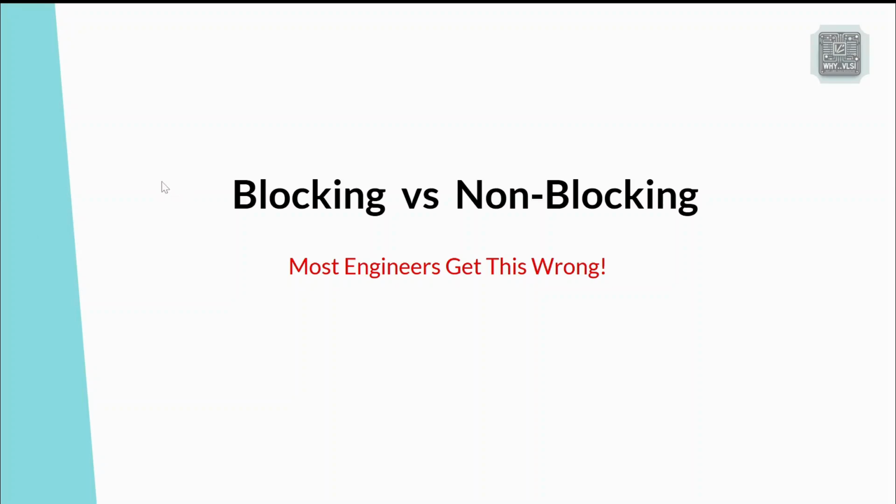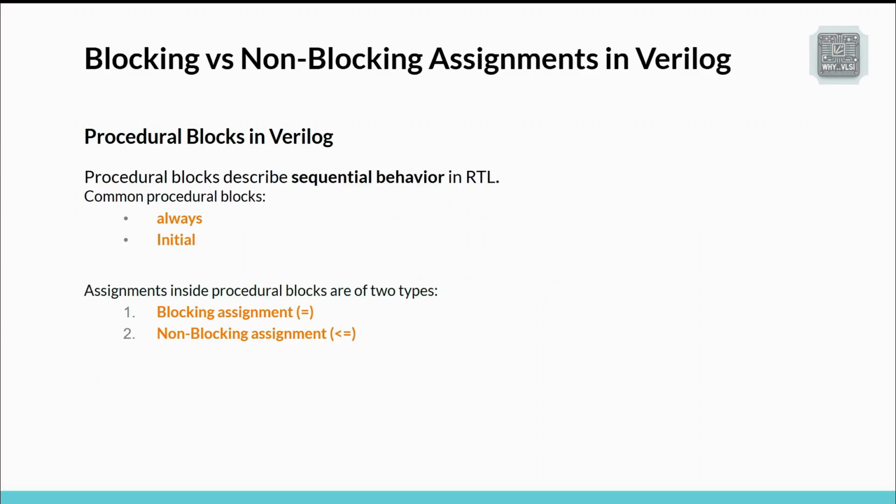Let's start today's video with blocking versus non-blocking. Before understanding blocking and non-blocking assignments, we need to understand where they are used. In Verilog, sequential behavior is described using procedural blocks, like always blocks and initial blocks. Inside these procedural blocks, we can assign values to variables using two different assignment types.